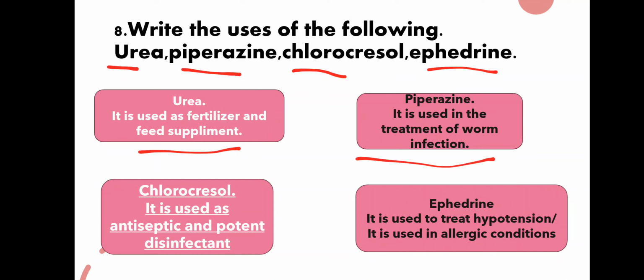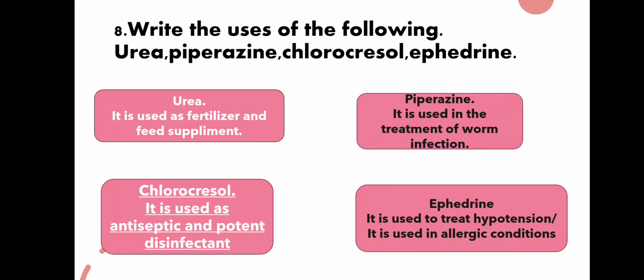Then chlorocresol, a phenol, is used as an antiseptic and potent disinfectant to kill microbes. Then ephedrine is used to treat hypotension and in allergic conditions. Ephedrine is like adrenaline, noradrenaline.